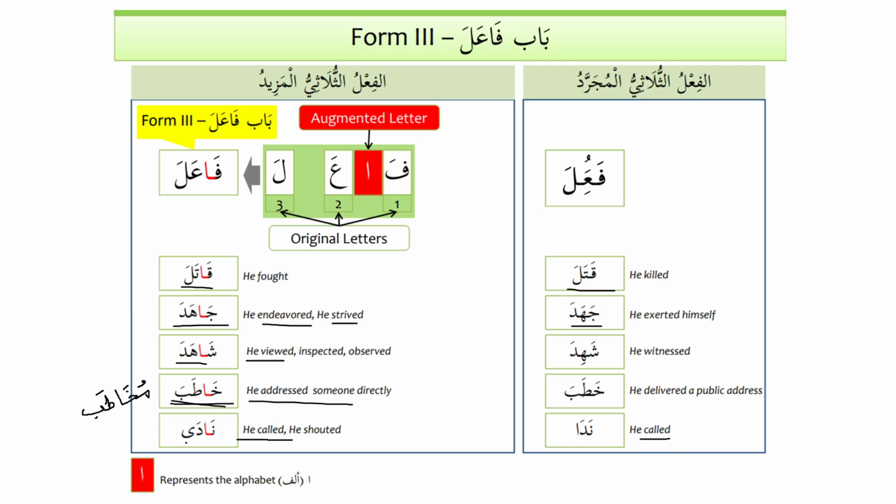It has two masdars. All right, so I hope the ideas and the concepts are clear now about form number 3, and inshallah when we come back again for the next lesson, hopefully we will go through some of the main important points of the lesson, and then we will start our lesson. Okay, any questions? No, Ustad.